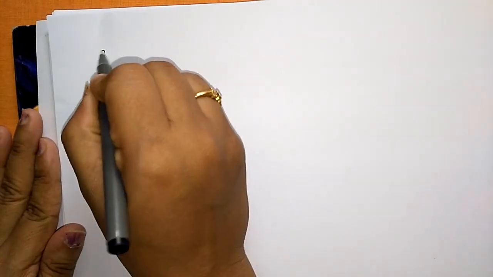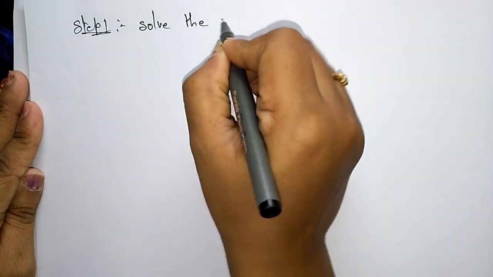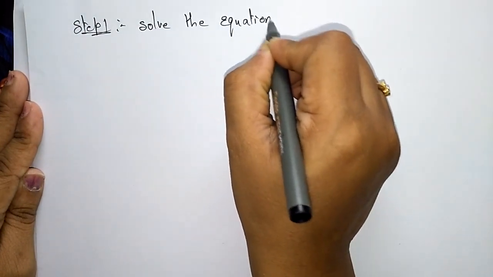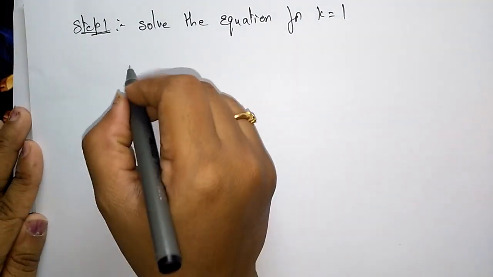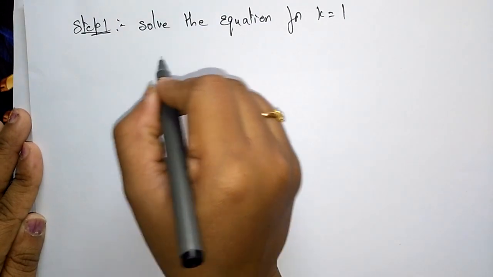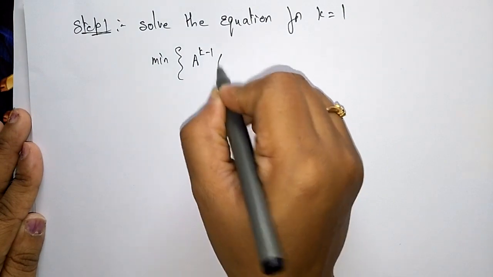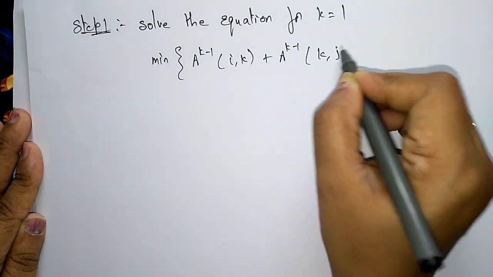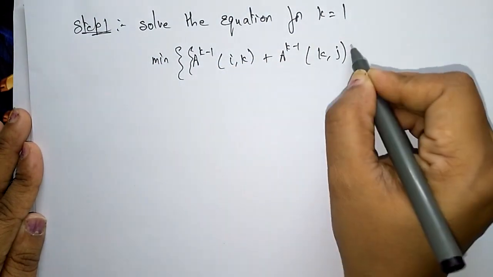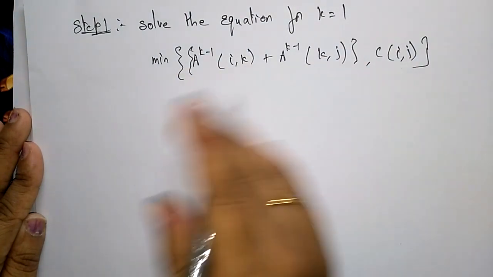Step 1. First solve the equation for k equal to 1. What is the equation? Again I am writing the equation: we have to find the minimum value of A^(k-1)(i,k) + A^(k-1)(k,j), and A^(k-1)(i,j). So we have to find the minimum value.